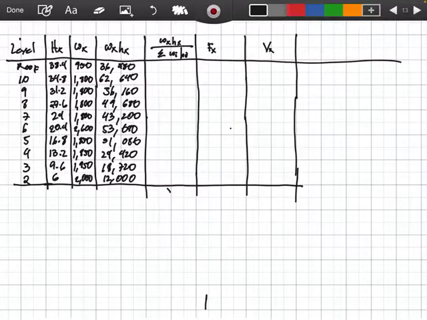Ngayon, i-add natin lahat ito. So, the total would be 387,420. Ngayon, para sa next column naman, i-divide nyo yung WxHx dun sa total niya. So, dito sa first, we have 36,480 divide it by 387,420. So, that would be 0.094. Tapos, yung next naman, 62,640 divide it by 387,420. That is 0.162. So, ganyan lang yung gagawin ninyo. Okay? Tapos, follow sa next.